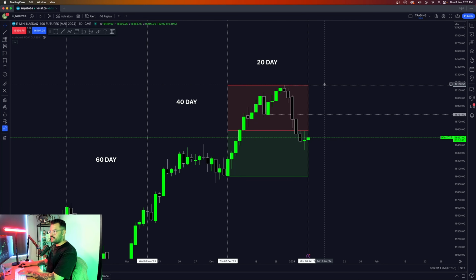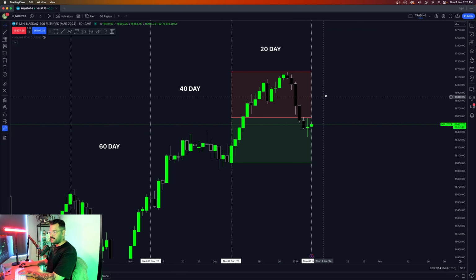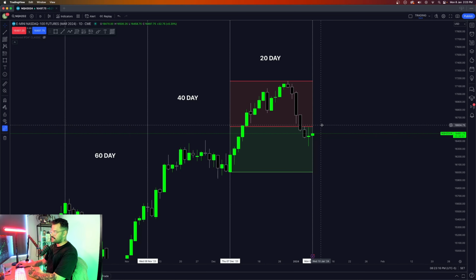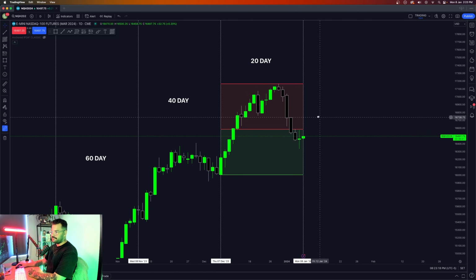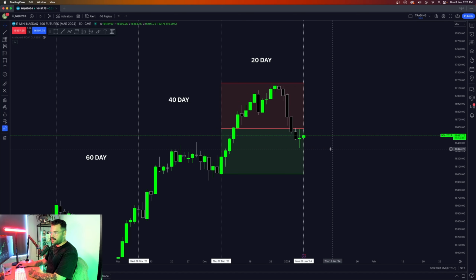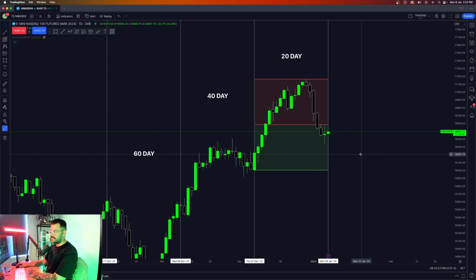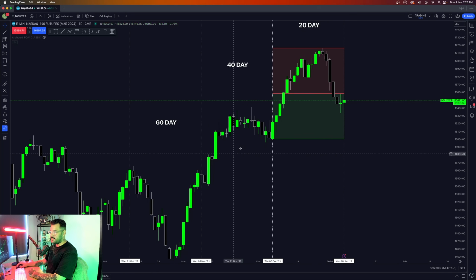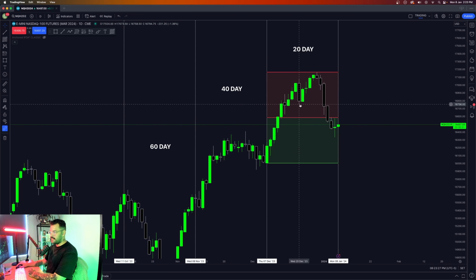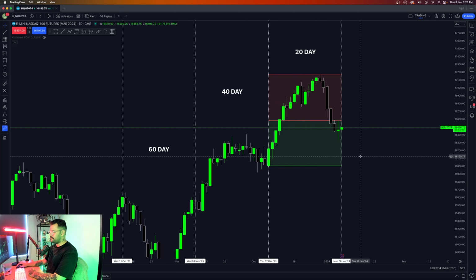So I'll just quickly run you through an example of how I use this to find bias. This is for this coming week. What I'm doing to find my bias for this trading week is, I believe we're still in a bullish trend. I don't believe we've had a market structure shift here yet. I'd want to see this low taken out in order to confirm a market structure shift, personally.